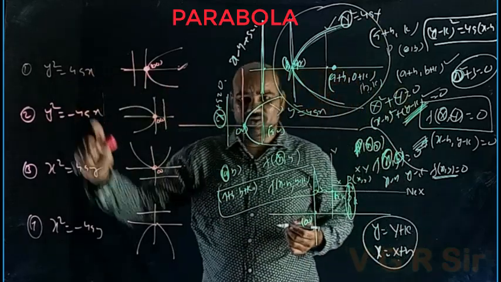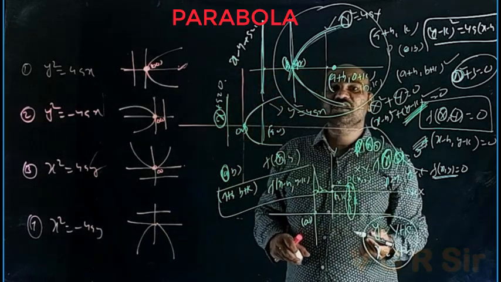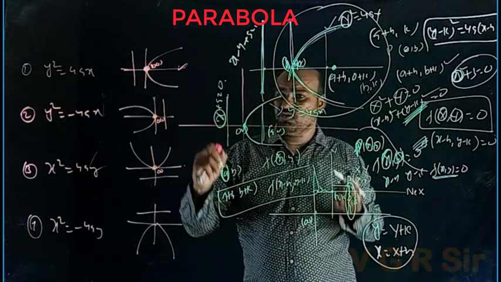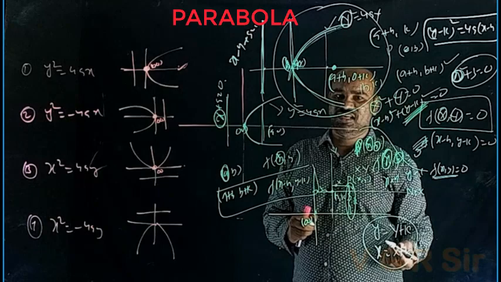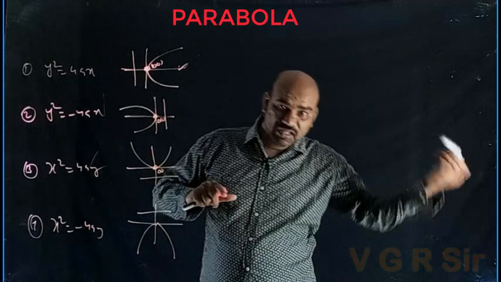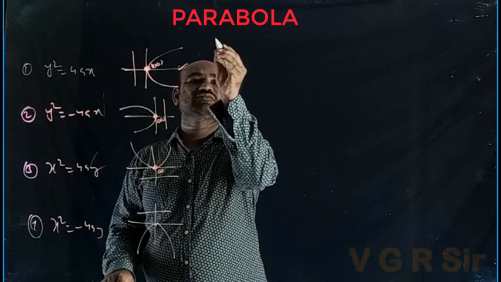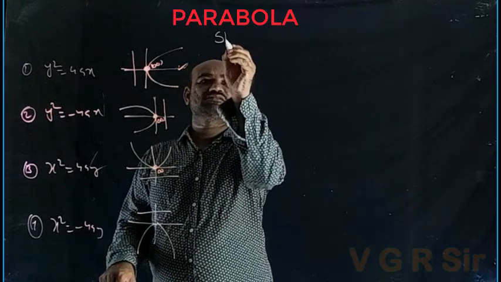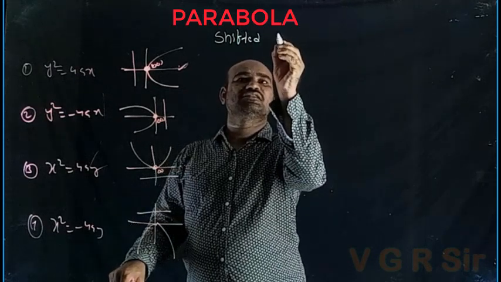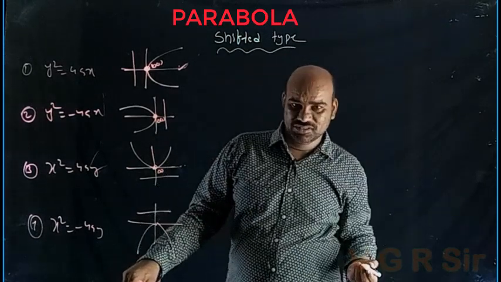These are 4 standard forms. By using these 4 standard forms, we need to learn how to find the locus equation of a parabola if the parabola's vertex is shifted from one place to another, meaning the shifted case. By using these 4, you can create another 4 standard forms which are said to be the shifted case. Shifted type means the vertex is shifted from one place to another place.